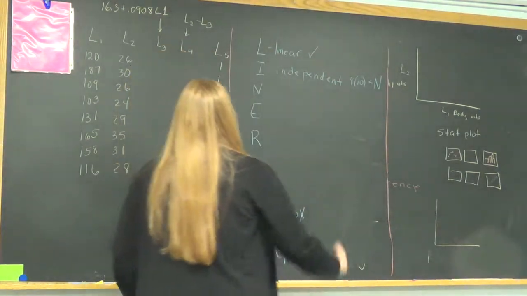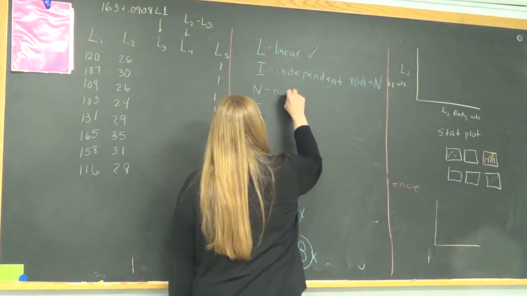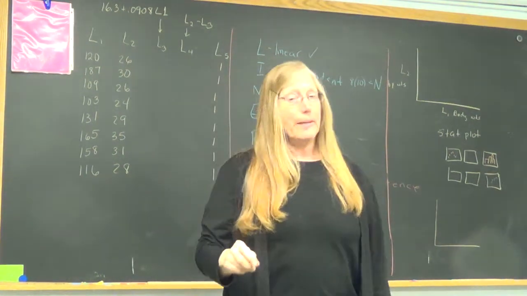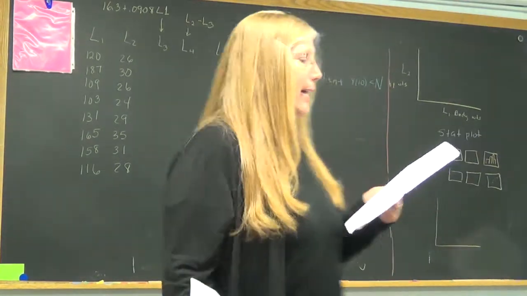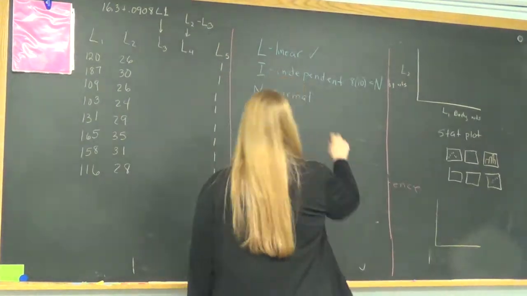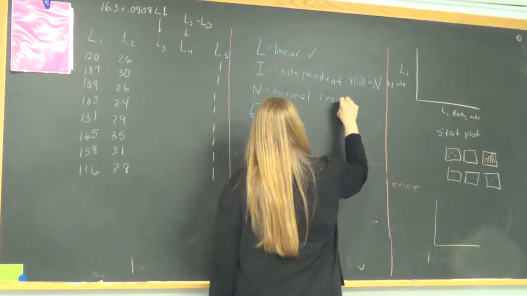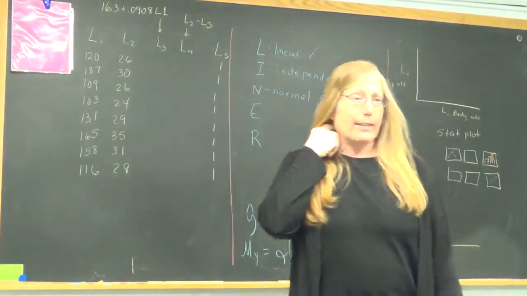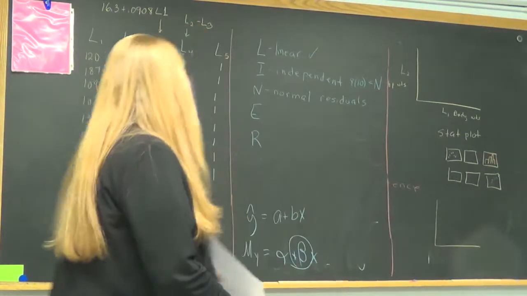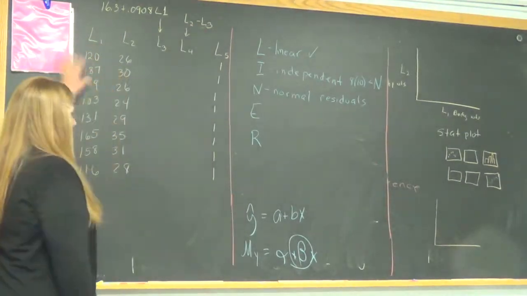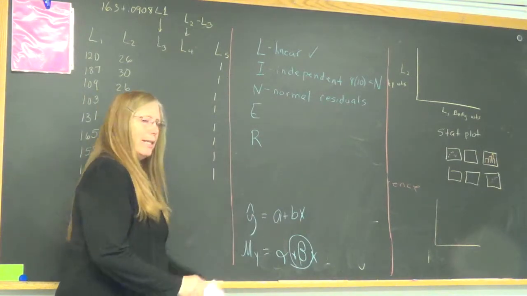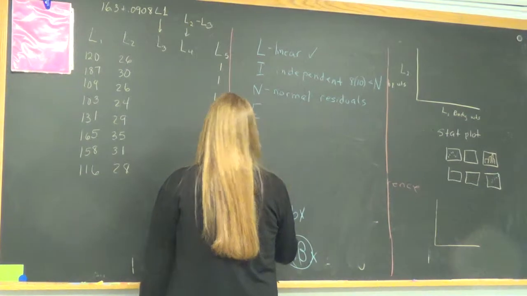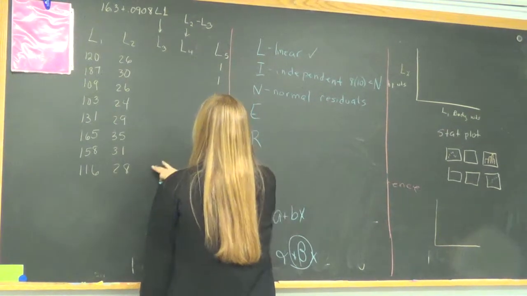N is normal, but obviously not normal data. We just looked at the data, so we don't care about the data being normal. What we care about in LINER is the residuals being normal. We actually did residual plots in chapter 3, so I put a reminder on the board. First you have to find your a and b, which we did yesterday. Do you recall that? Yep. So remind Haley how we got our a and b for this data.